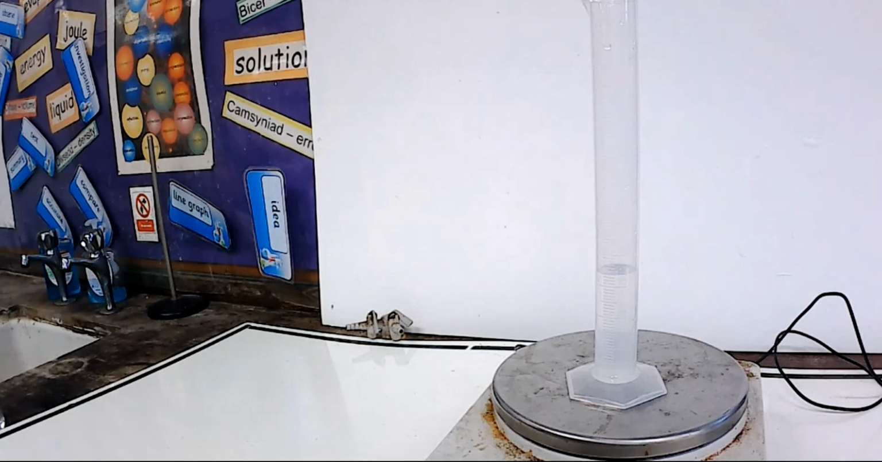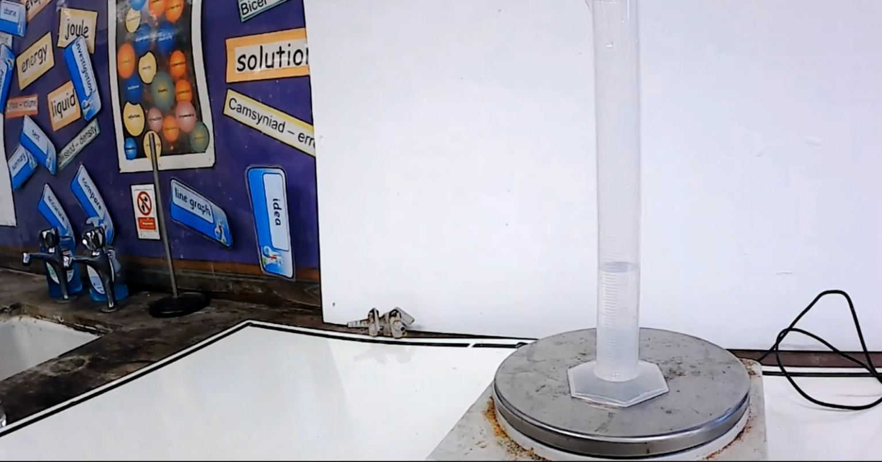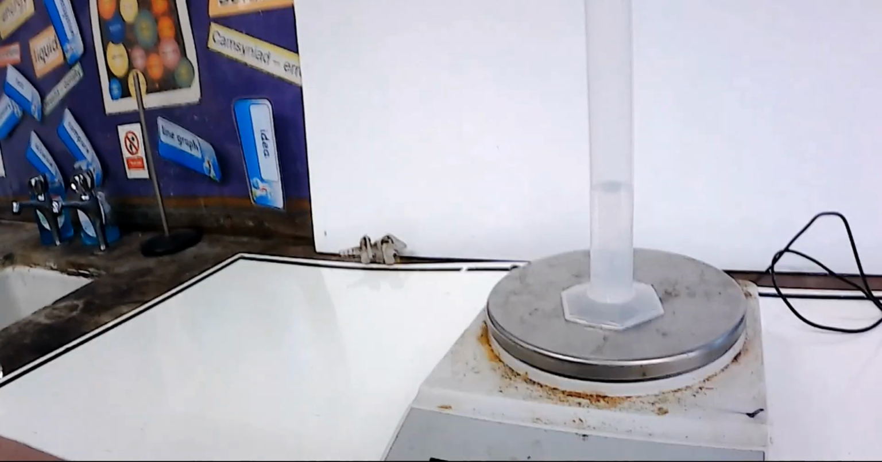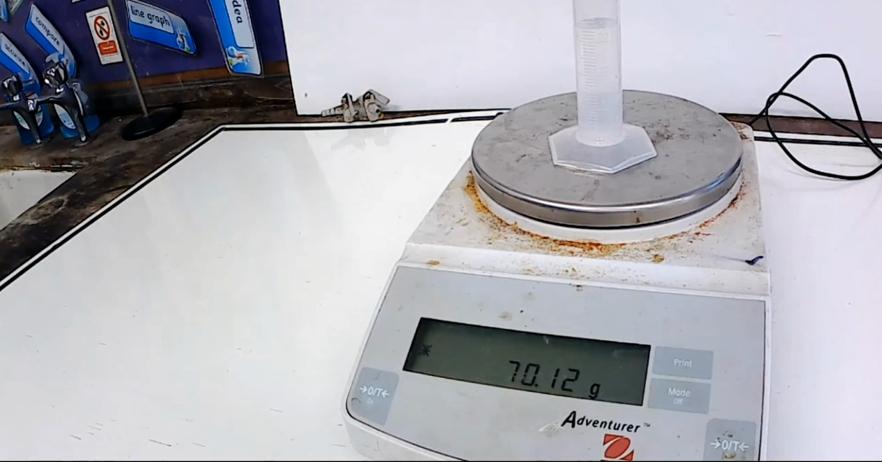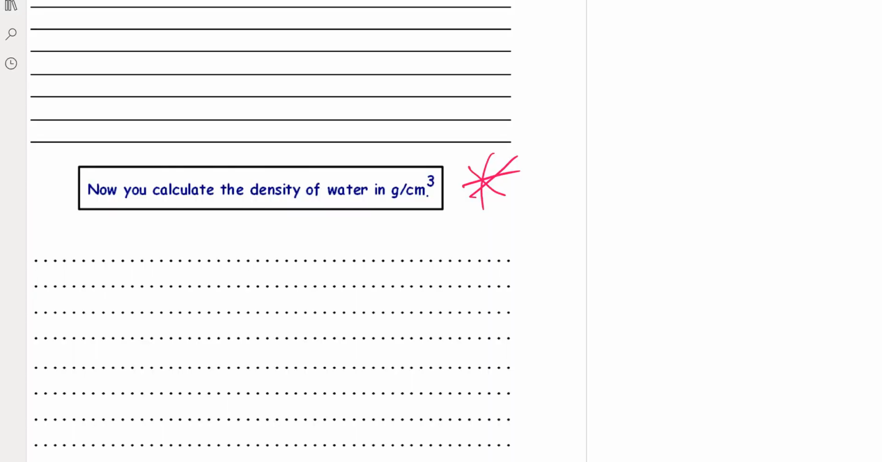Now, the mass has also gone up, and it's gone up to 70.12 grams. That is all the information that we need in order to calculate the density of the water in a measuring cylinder. So here we go. Let's use that information to calculate the density of the water.